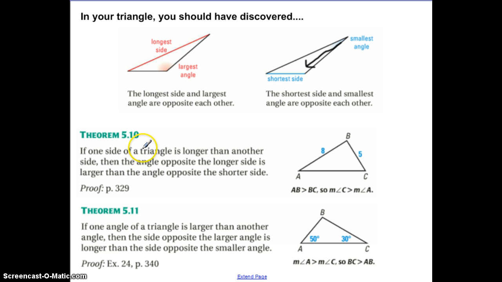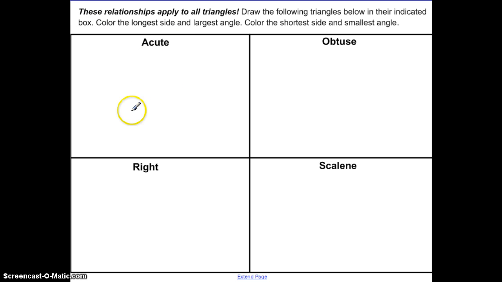On the next part, right below these notes, you're going to discover this on your own. These relationships apply to all triangles. You're going to draw the following triangles: an acute triangle, an obtuse triangle, a right triangle, and a scalene. You're going to indicate the longest side and the largest angle, and you're going to indicate the shortest side and the smallest angle. So take a minute, pause the video, grab some color pencils, and do this.